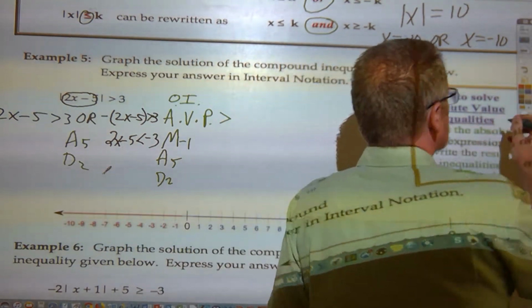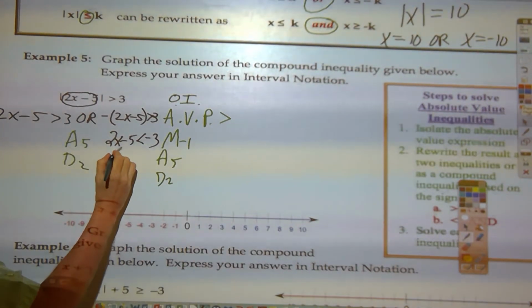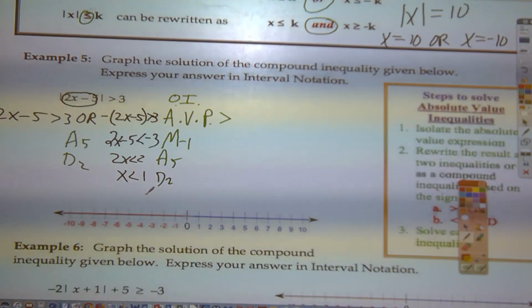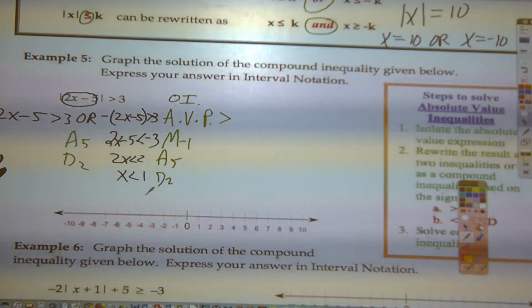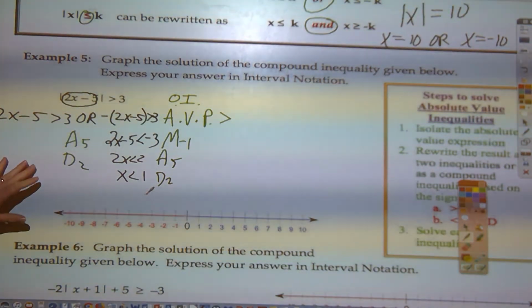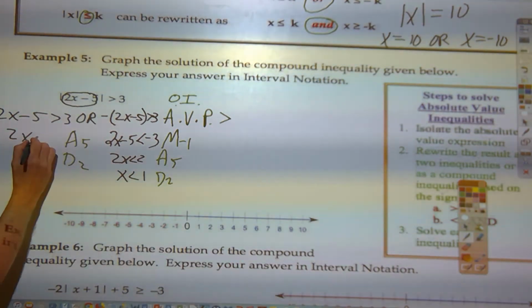So we have 4 sections of algebra to fill in. Add 5 gives you 2x is less than 2. Divide by 2 is x is less than 1. Would you please do these 2 lines over here? The left column, go ahead and complete that. When you're done, look up here.